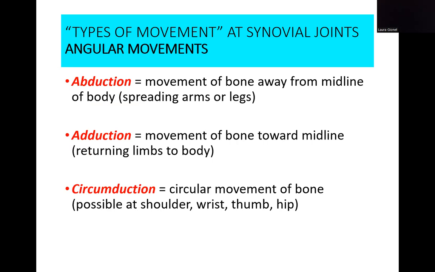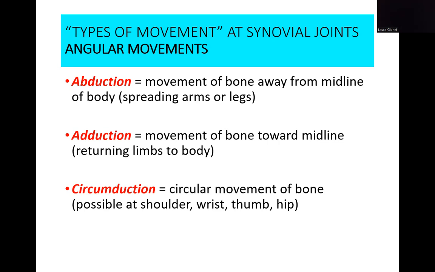Okay, we have abduction and adduction, and then circumduction. So AB in Latin means away, so abduction is movement of the bone away from the midline, such as, in anatomical position, raising your arms out to the side and eventually right by your ears. That would be abduction. Adduction means returning them back down to your sides.